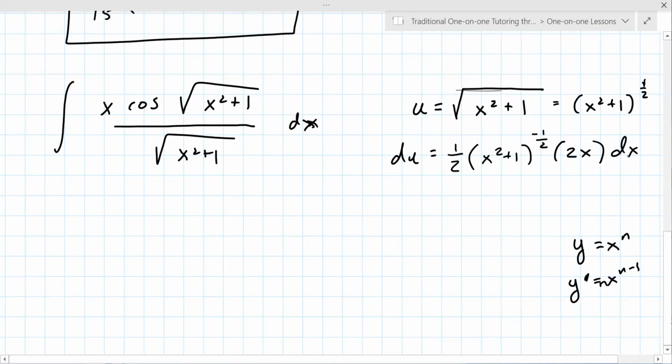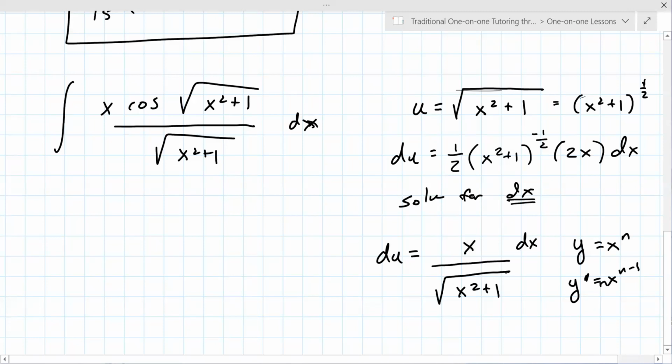From where did you get the 2x? Chain rule. The chain rule says you got to take the derivative of the inside function. Okay, so you have to solve for dx. You want to do this smartly because you're going to use it to cancel here. So the 1/2 goes with the 2, those cancel out. So you have du equals x. Now, instead of negative 1/2, it's going to go on the bottom. That makes it positive. See how the 1/2 cancels with the 2, x is up top. Negative 1/2 means it goes down to the bottom, but 1/2 is the square root.